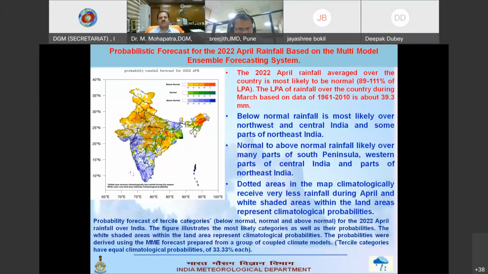Now, considering the rainfall for the month of April, as expected, there is a below normal probability of rainfall activity over major parts of northwest and central India. There is below normal rainfall activity probability over northwest and central India, extending from Gujarat, Rajasthan up to Odisha and Uttar Pradesh. And there is above normal probability for rainfall activity over South India and some parts of the northeastern states. So what does this diagram indicate?